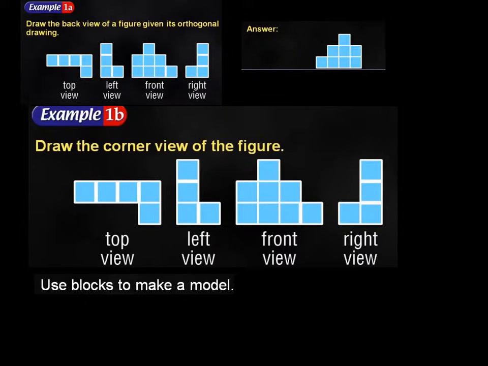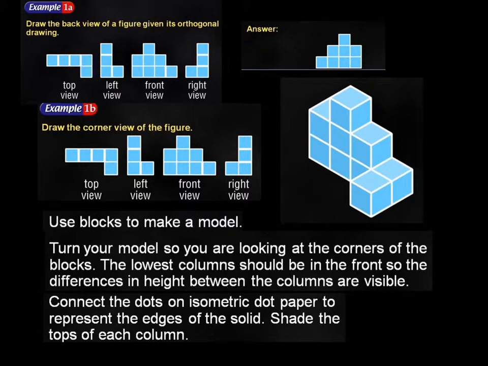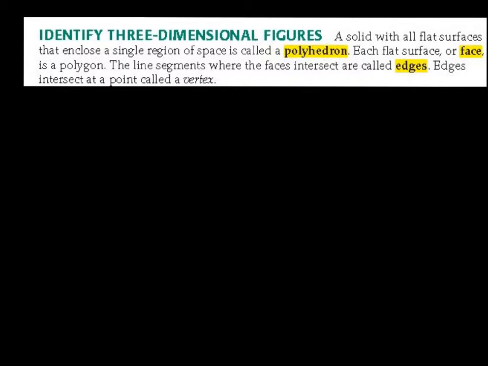The easiest way to do it would be to use blocks to make a model so you can see what they're making. Then you could turn your model so you're looking at the corners of the blocks. The lowest column should be in the front so the differences in height between the columns are visible. And then you could connect the dots on isometric dot paper to represent the edges of the solid, and shade the tops of each column. To do this well, it would take time. On the other hand, if we just want to identify three-dimensional figures, that can go very quickly.